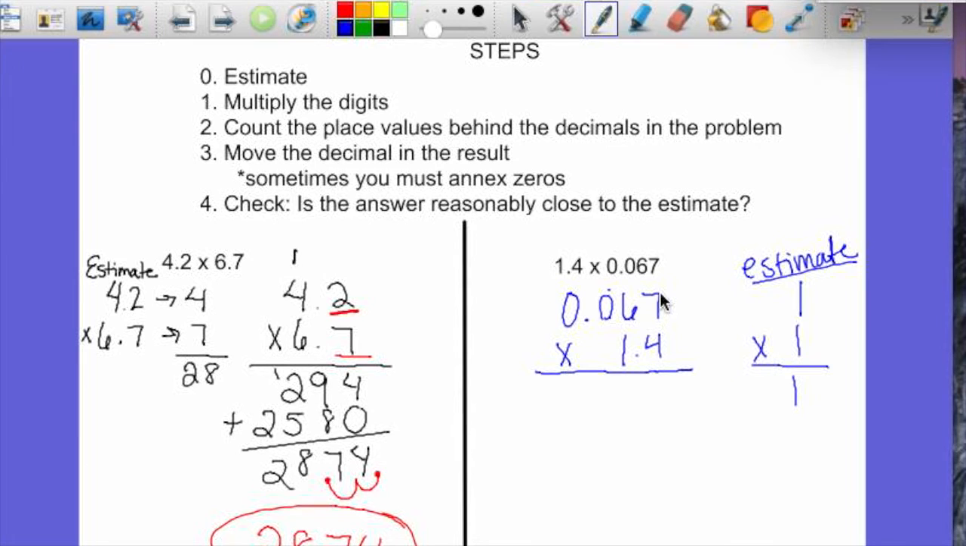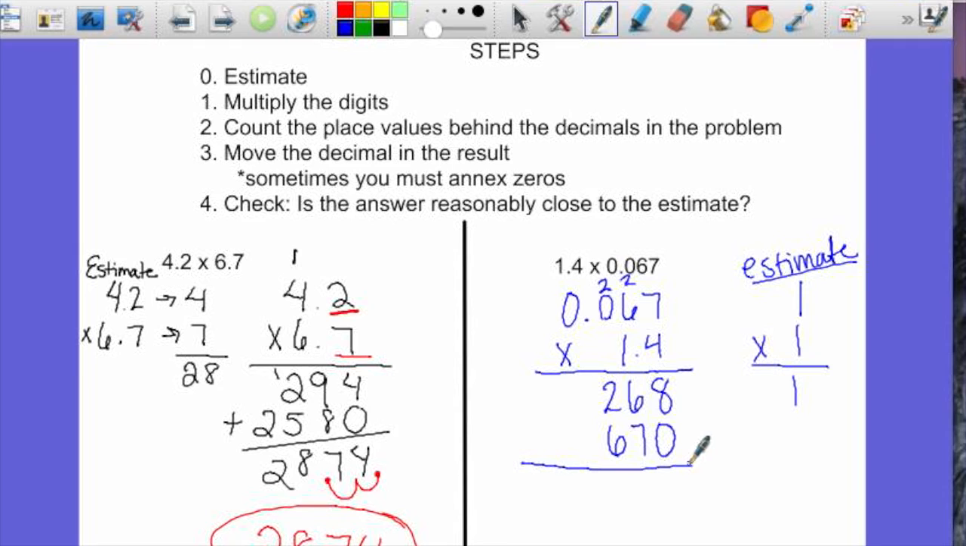4 times 7 is, oh, looks like I've got a mouse. Okay, there we go. 4 times 7 is 28. Carry the 2. 4 times 6 is 24, 25, 26. Carry the 2. 4 times 0 is 0, plus 2 is 2. Now, 1 times 7, or annex your 0, almost forgot there. Now, 1 times 7 is 7, 1 times 6 is 6, and then multiplying by the zeros, not necessary.